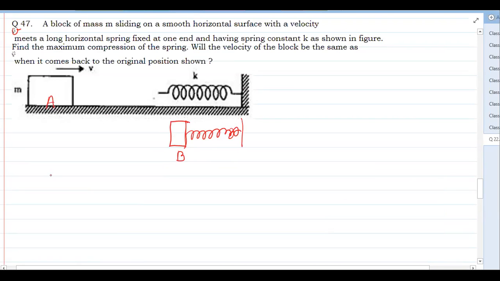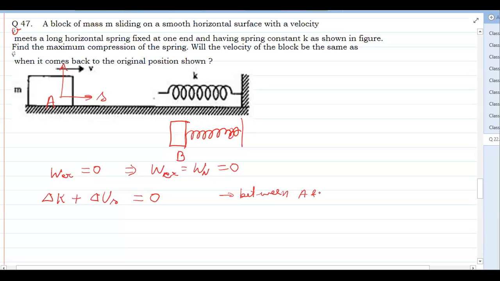As we saw in the last cases, work done external is 0. Why? Because the work done by the normal is 0: the normal is acting upward and the displacement is horizontal. Gravity is not going to do any work because the movement is horizontal. So we can write delta K, the change of kinetic energy, plus delta U, the change of spring potential energy, equal to 0, between A and B.